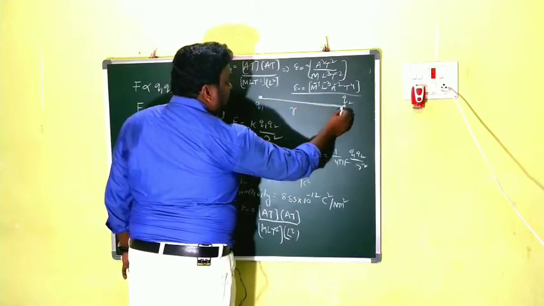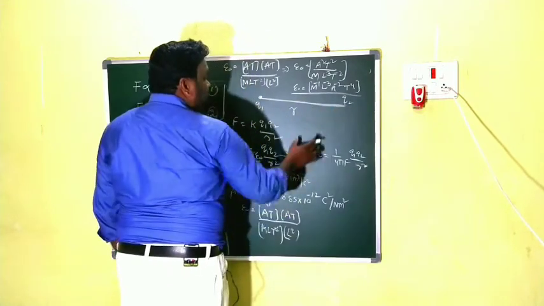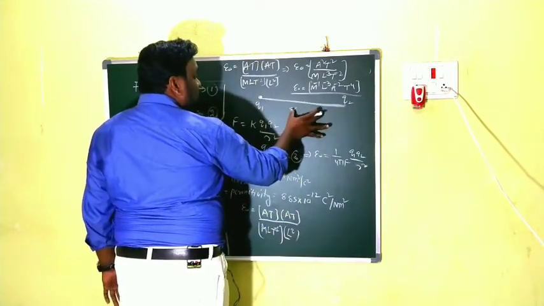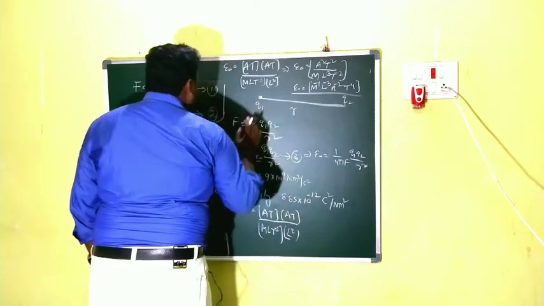Clear, children? So look here, Q1, Q2 are the two charges, and the force acting between these two acts along the line joining these two. That's why the Coulombic force is a central force. Here this is the distance between these two. Clear? Then what do you write?